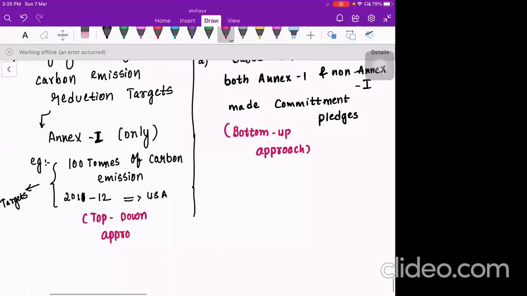So if they ask you in the exam, the Paris Agreement is a bottom up approach, yes, and the Kyoto Protocol was a top down approach, because the targets went from the developed countries to developing and least developed countries. But here everyone is contributing: LDCs, developing and developed countries across the world are all contributing. So this is called the top down approach or bottom up approach. This was the second point.